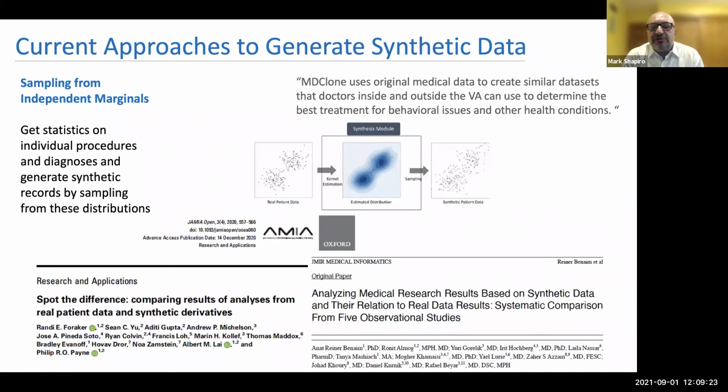Now, I would like to bring up MDClone. That's an Israeli startup in this space. They've done a great job in creating synthetic clinical data sets that do capture interdependencies. They created a COVID-19 synthetic data set that facilitated some research. They also have been working with the Veterans Administration to determine the best treatment for behavioral issues and other health conditions.